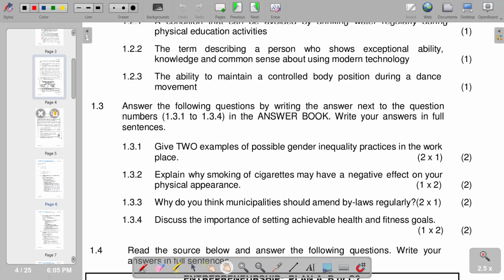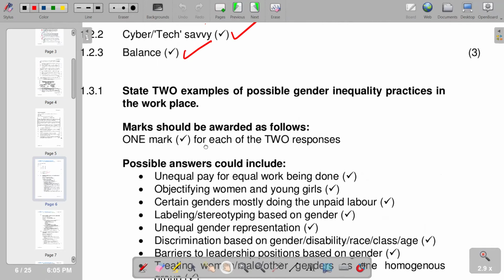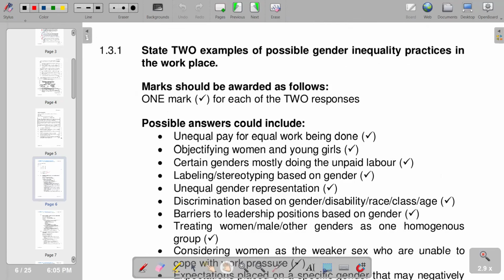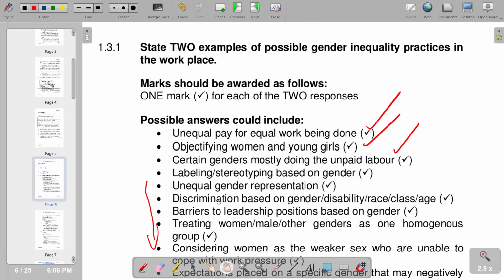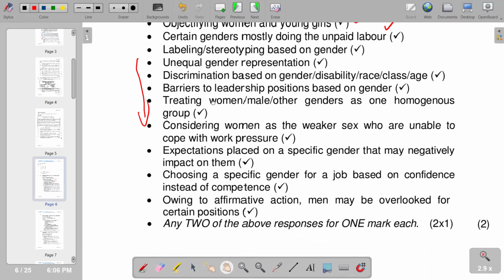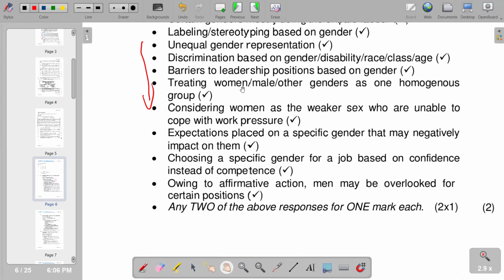So we have them listed in our section when we were saying the first part that we have an equal pay for equal work being done, and then objectifying women and young girls. Certain genders are mostly doing the unpaid work labor. So that's some of the possible responses. We've got various responses that are correct and that we can also include as we go down. But of course, the question requires only one.